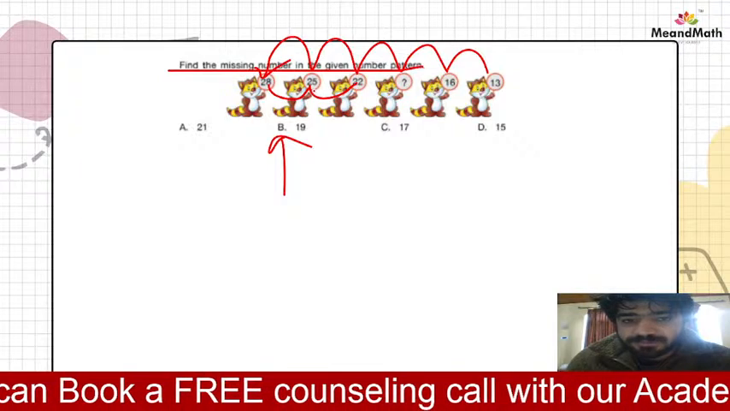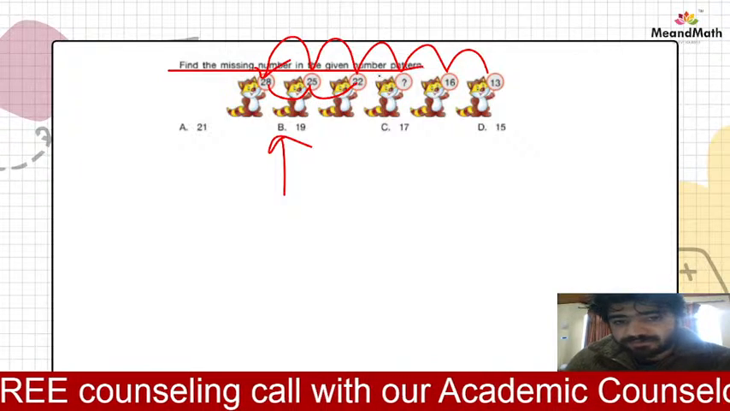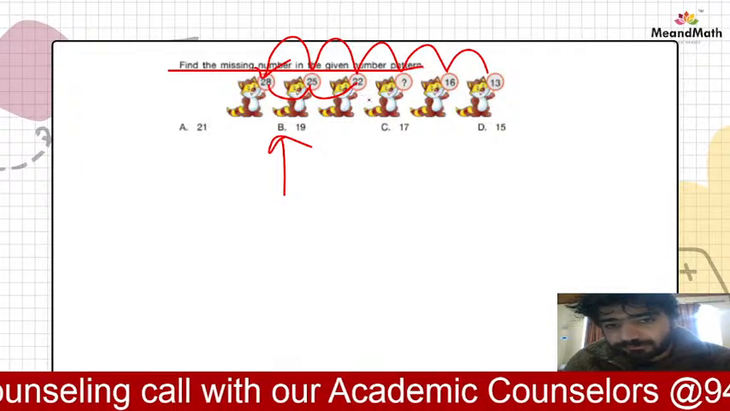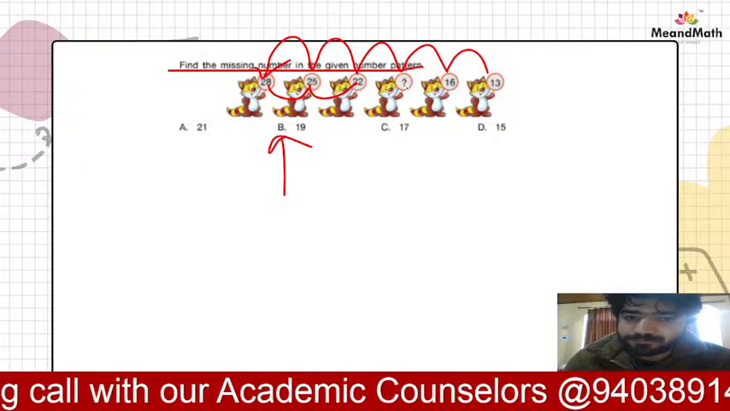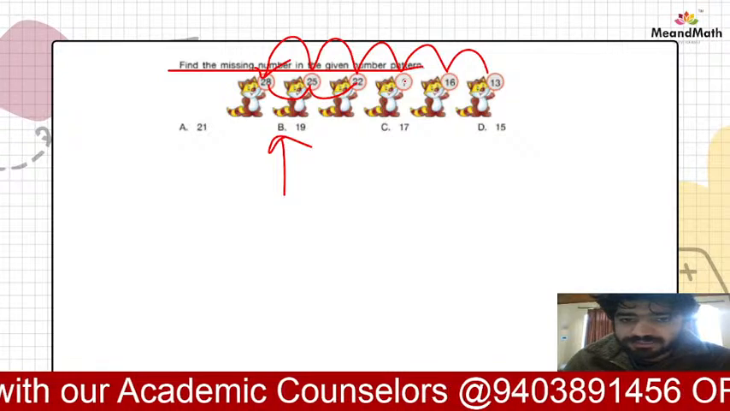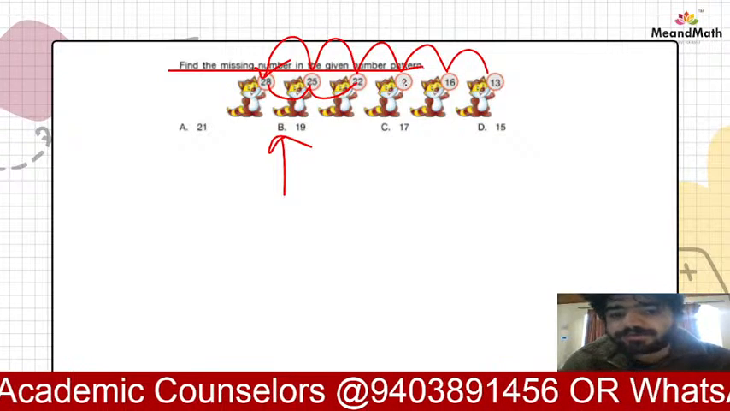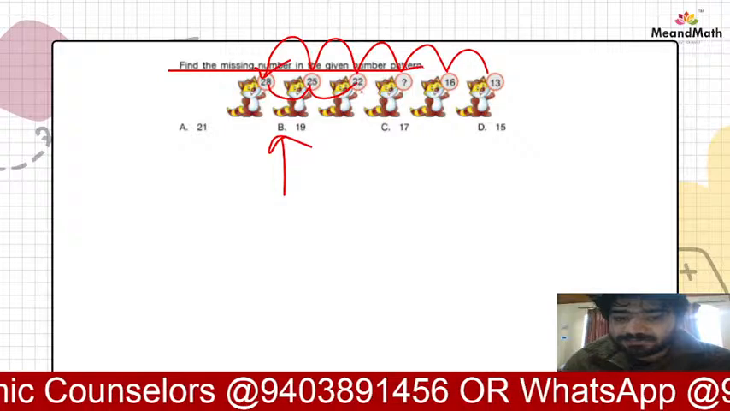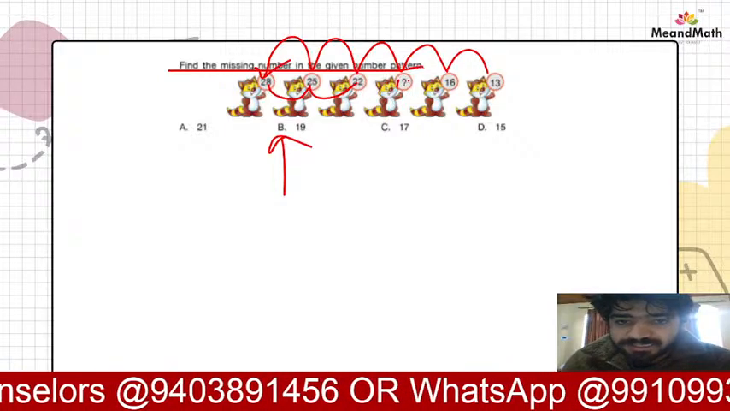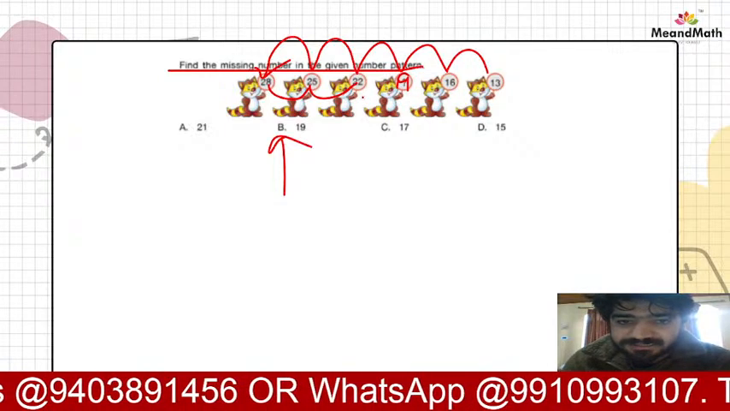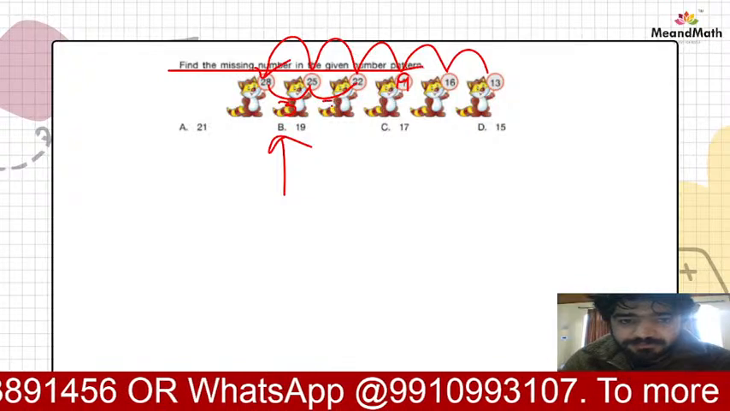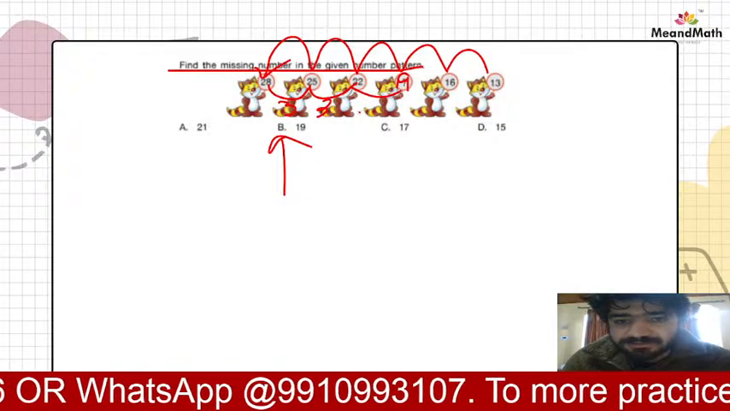3. So 28 minus 25 is 3. 25 minus 22 is 3. So 22 minus the second number, which is the missing number, should also be 3. So 22 minus what? 22 minus 3 will be equal to what? It will be 19. See, and 22 minus 19 is 3. So a difference of 3 will be maintained in the pattern.